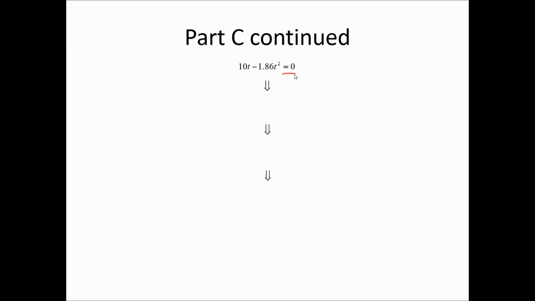Again, at this point, it's algebra. We can cancel out a t to leave us with 10 minus 1.86t equals 0. We can then move the 1.86t to the other side and divide it by 1.86 to isolate the t, giving us t equals 10 divided by 1.86, or t equals 5.4. Thus, the answer to our second question is that it will take 5.4 seconds for the rock to hit the surface.